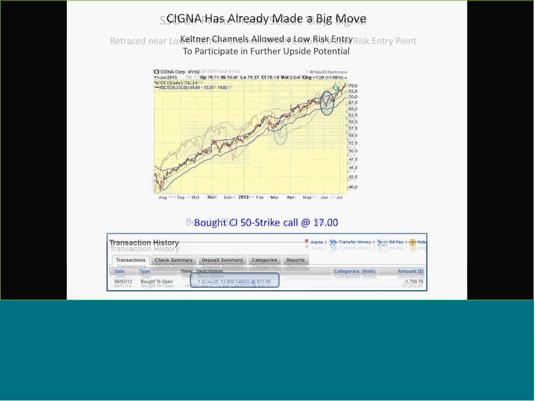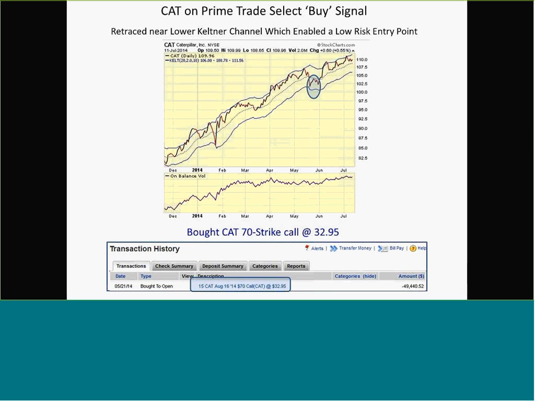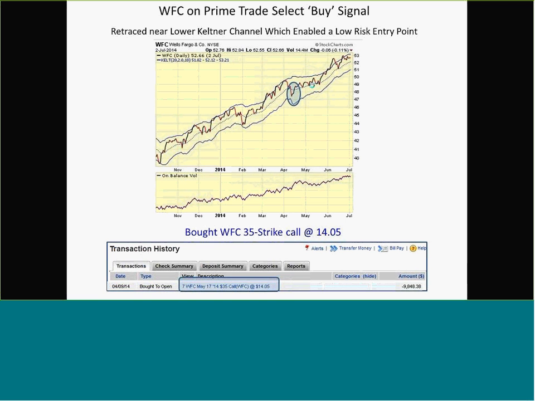Here's another example. This is Cigna, again, on a very strong uptrend. You want to wait for the stock to retrace towards the lower Keltner channel, and then I went in right here and bought the 50 strike call option. Here's another example for Caterpillar. Again, another strong up move. Question is, when do you jump in? Retraced right here, so I bought the 70 strike call. Here's one more example. This is for Wells Fargo. Wait for the retracement, and then bought the 35 strike call.